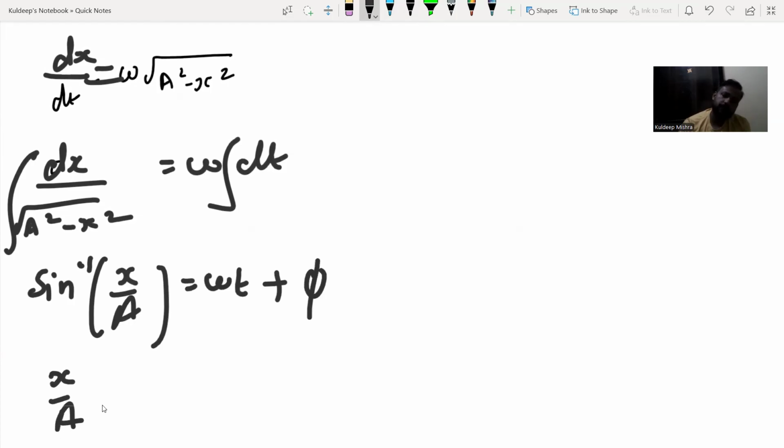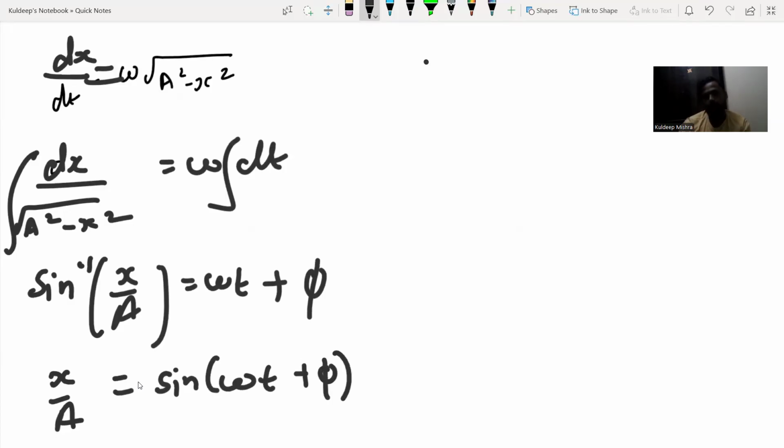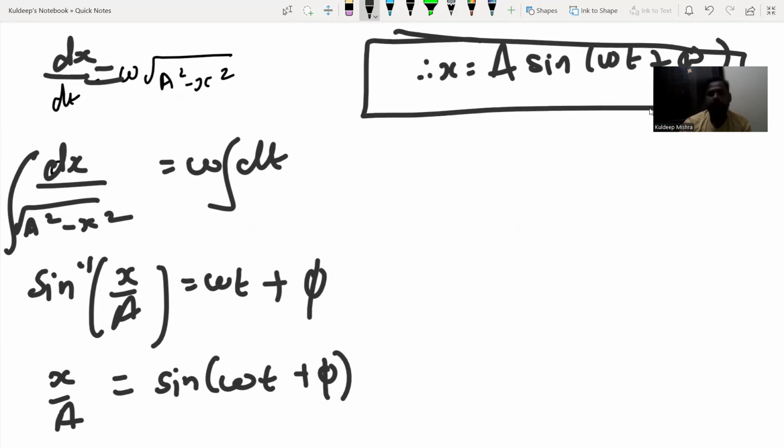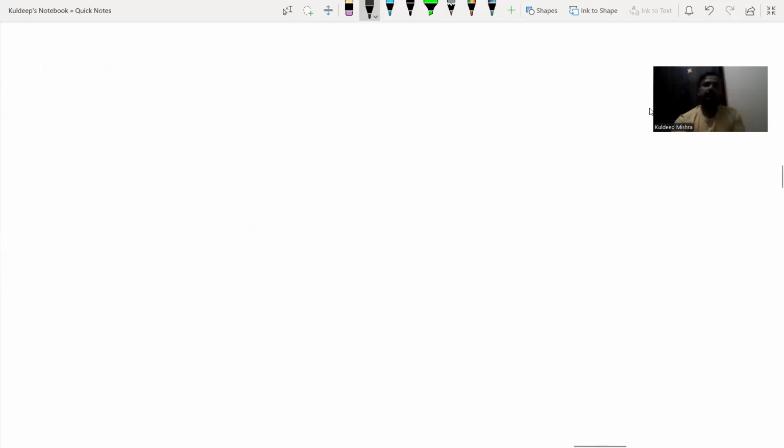So x over a is equal to sine of omega t plus phi. Therefore x is equal to a sine of omega t plus phi. This is the final formula for displacement. But in this also we will take some cases. We will take three cases. Okay, so we have x is equal to a sine of omega t plus phi.